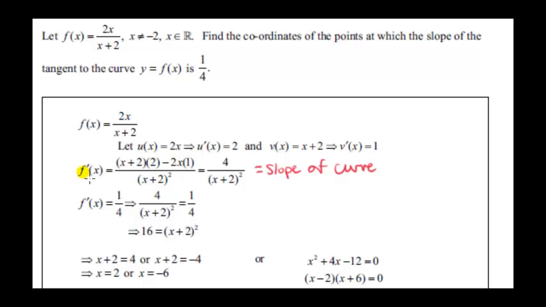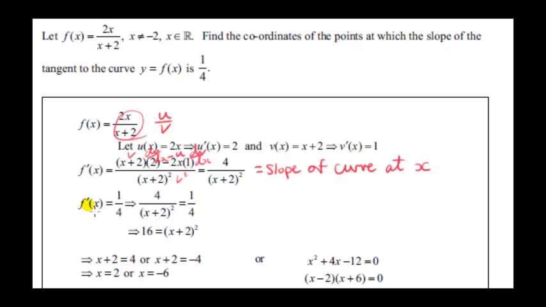Now the slope of a curve is the derivative of the curve. So 4 over (x plus 2) squared is the slope of the curve at any point x. Okay, so we have to use the quotient rule to differentiate this here. And I've explained that many times before. It's got the form u over v, where both u and v are functions of x. And the derivative is v du/dx minus u times dv/dx, all divided by v squared.